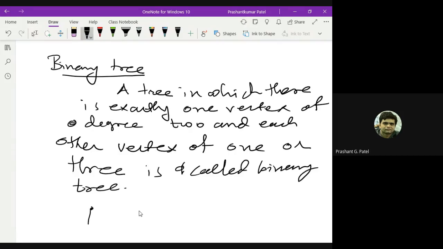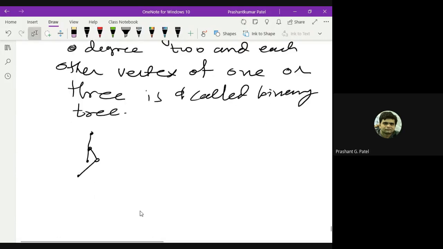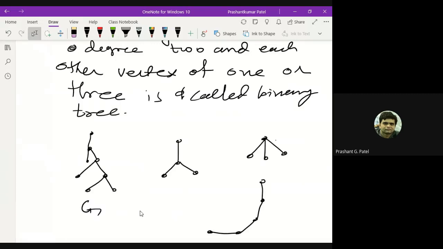For example, this one is an example of a binary tree. What about this? So I'm saying this is T1, T2, T3 and T4. Which one of them is a binary tree as per this definition?